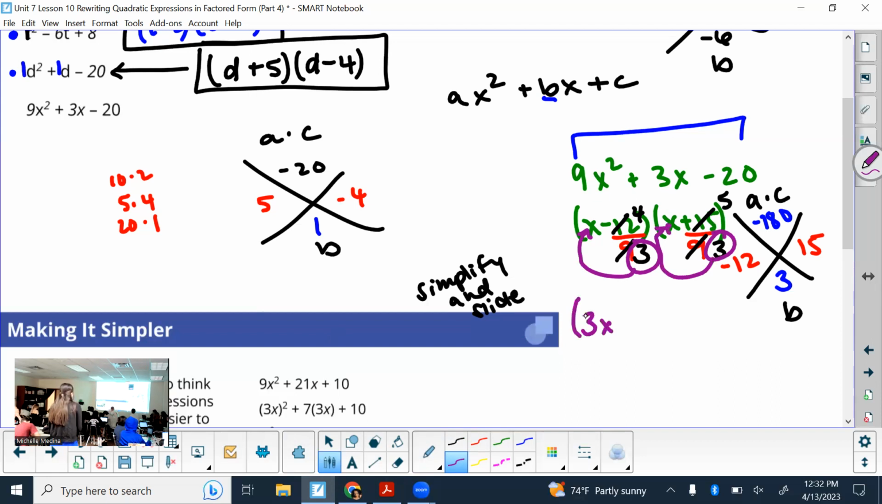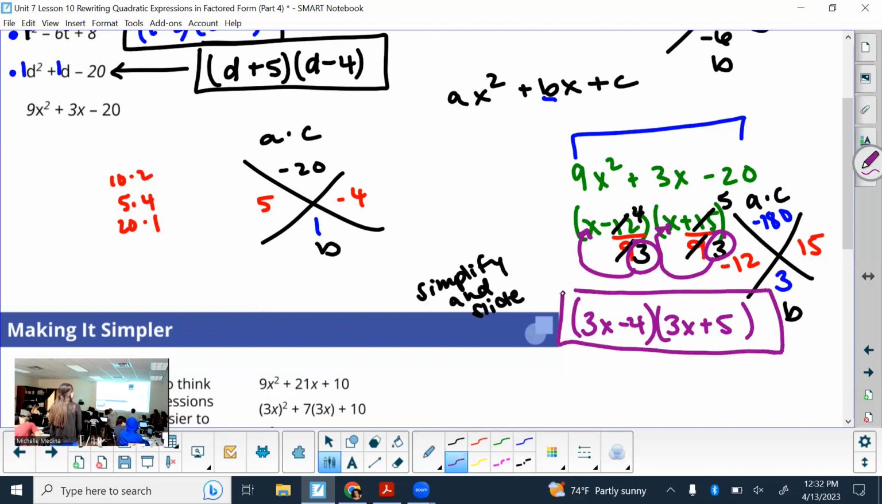And then rewrite it. So I get 3x minus 4 in parentheses, 3x plus 5 in the other parentheses. And now when I FOIL it, I do get my original problem. So 3x times 3x is 3x squared. 3x times 5 is 15x. Negative 4 times 3x is negative 12x. And negative 4 times 5 is negative 20. Combine like terms, that does give me a positive 3x in the middle. So yeah, I found what works by adding that extra step.